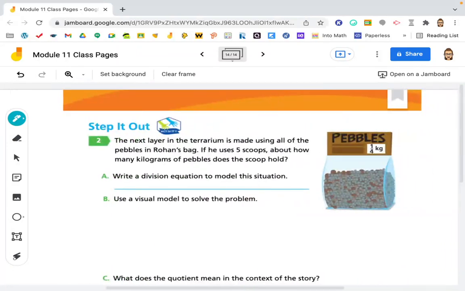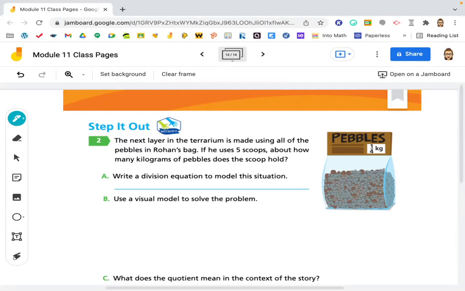So then step it out. Number 2. The next layer in the terrarium is made using all of the pebbles in Rohan's bag. If he uses 5 scoops, how many kilograms of pebbles does the scoop hold? Write a division equation to model the situation.